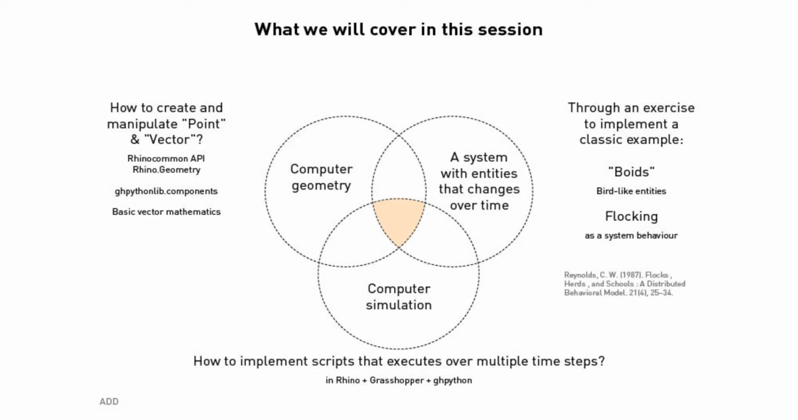We will look at how to create and manipulate points and vectors, these two fundamental elements in computer geometry. And we will look at how to implement scripts to iterate an algorithmic process over multiple time steps in Rhino with Grasshopper and Python. We will try to answer those questions through an exercise to implement Boyd's simulation.